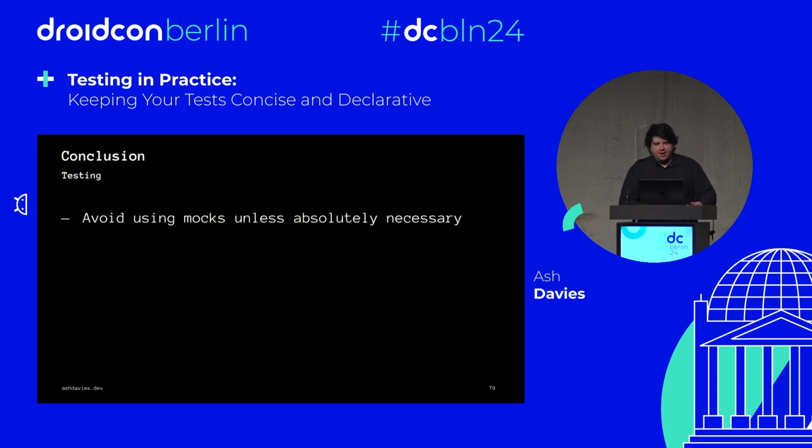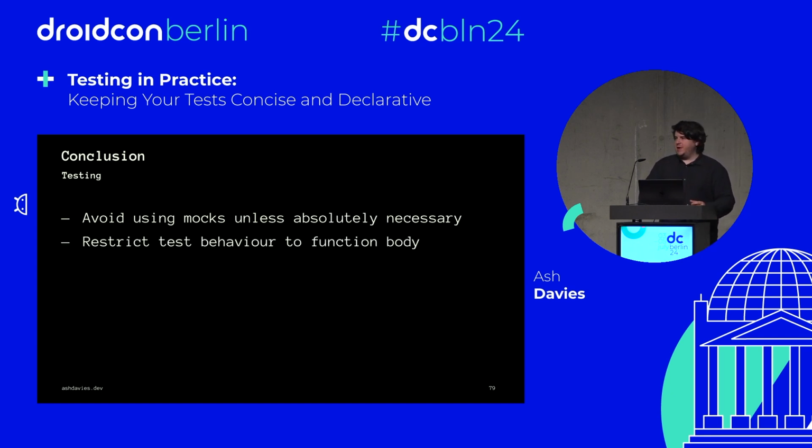Conclusion of testing: avoid mocks, please. Stop using mocks. They are not necessary. You can quite easily get the behavior with fakes and nice coding, and it encourages you to write better code. Restrict test behavior to inside a single function body. Avoid the usage of class members and other properties that you might not need. It's much more descriptive if you repeat yourself a little bit inside a function body.